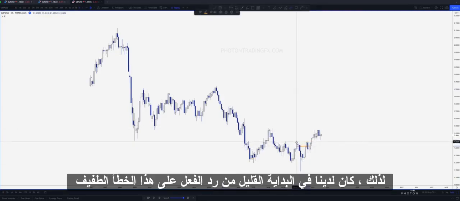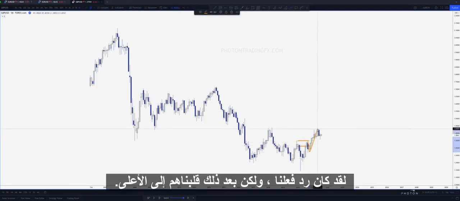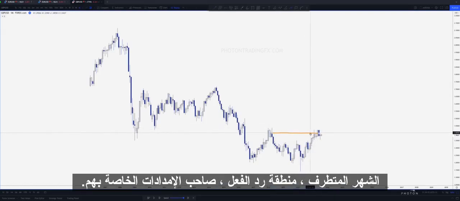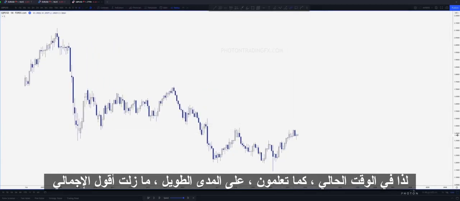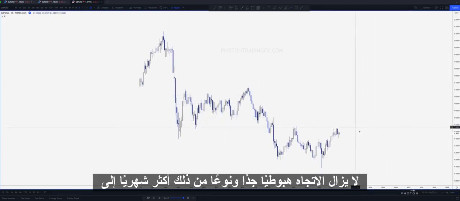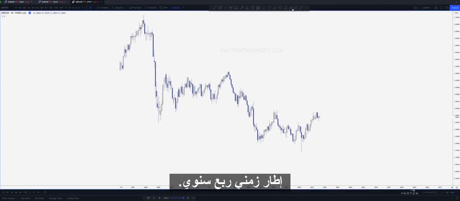So we did initially have a bit of reaction to that minor area of supply. We reacted, but then we flipped there to the upside, and now at the moment we are struggling to break this more extreme monthly reaction zone, supply zone there. So at the moment, long term, I would still say the overall trend is still very much bearish on that more monthly to quarterly time frame.